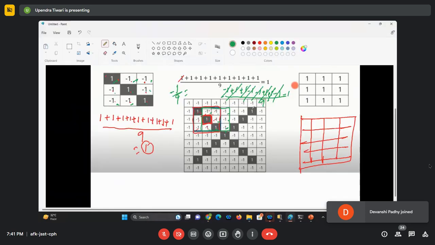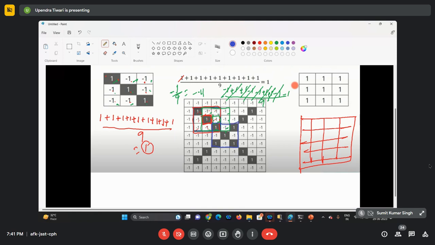What will be this value? Minus, sorry, 0.11. Minus 0.11, isn't it? That means when you have superimposed this onto this, it will become the central value for this: 0.11. In the same way, suppose you are superimposing this on the center. So can I say that this is the center of the image?